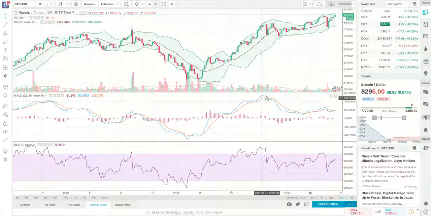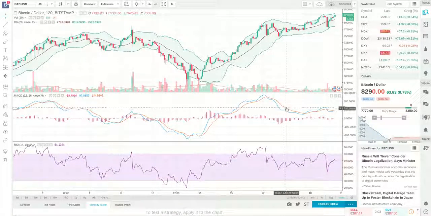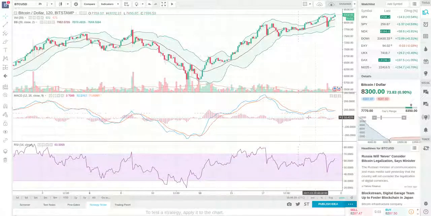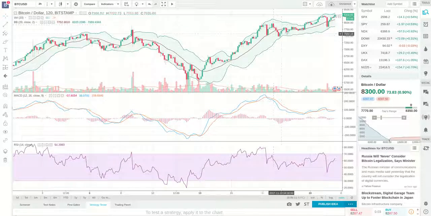Now you can see here the blue line dropped under the orange and the orange started headed down. They're both headed down. Doesn't necessarily mean the price is going to head down, as long as they are both above the 0 line. And you can see that's exactly what happened here, is that price kind of went sideways for a while and then it continued back upward.